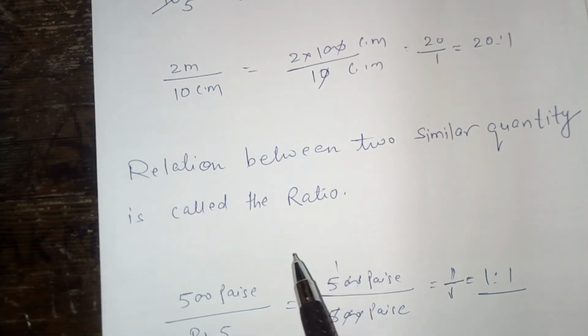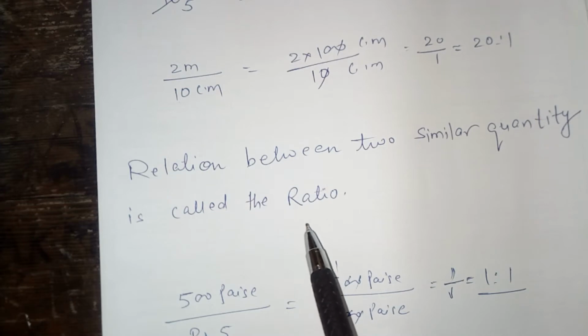Okay, suppose you want to find the ratio of any two numbers. So what is the main condition? Their unit should be the same. If their unit is the same, then we can easily find the ratio.